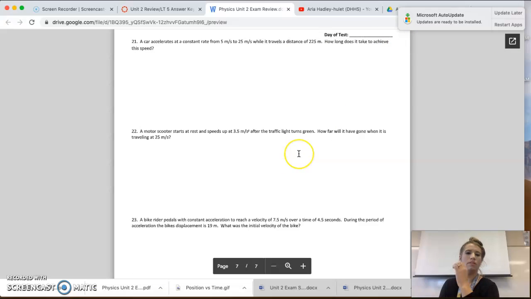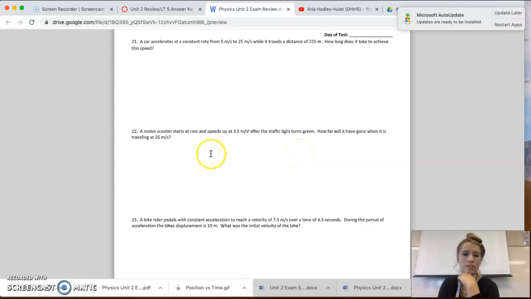Now, we have a motor scooter starting at rest and speeding up at 3.5 meters per second squared, so that's an acceleration. After the traffic light turns green, how far will it have gone once traveling 25 meters per second? So that would be a different equation. So let's look at that.